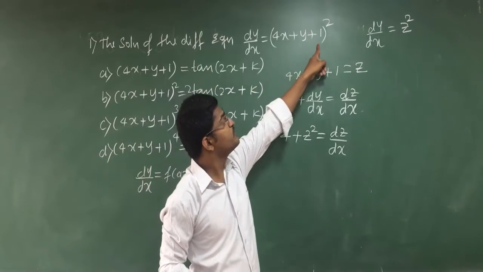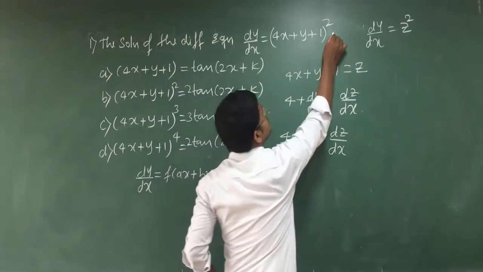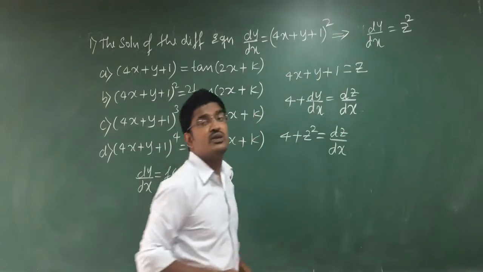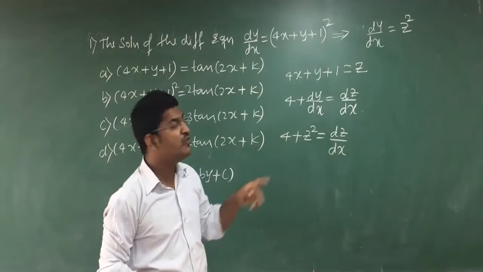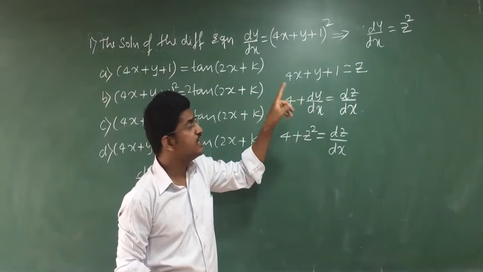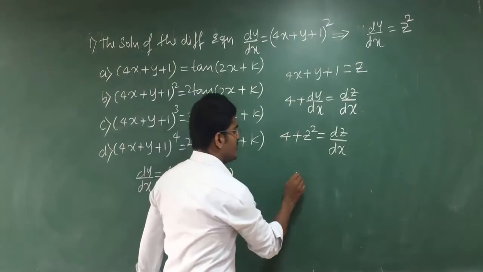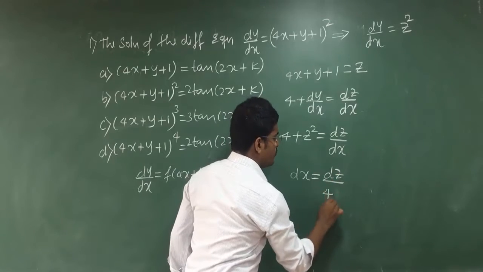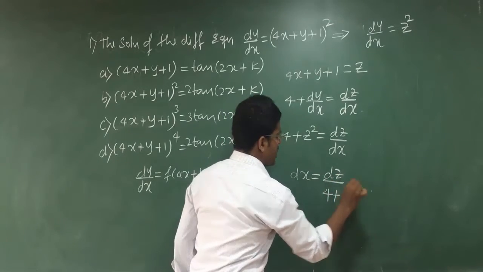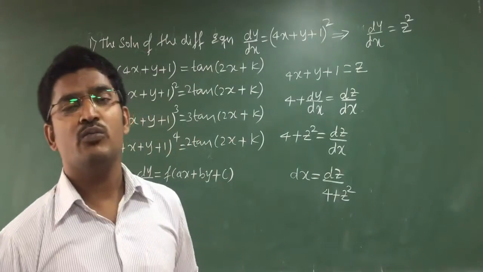Here this term is replaced as z, so dy by dx will be equal to what? This implies dy by dx will be equal to z square. So that I am going to replace in the place of dy by dx. So it will be dx equal to dz by 4 plus z square. So now you have to integrate on both sides.